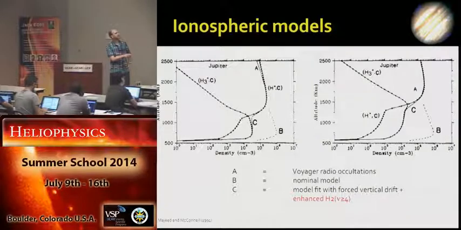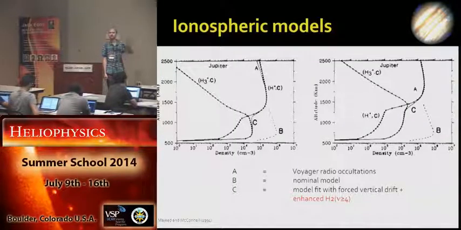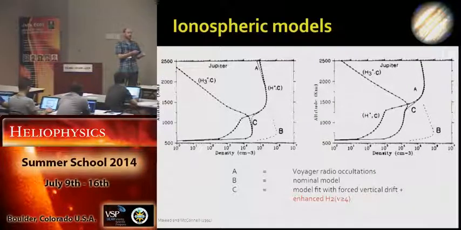And then curve C is the best model fit when they've just arbitrarily enhanced the H2 vibrational populations until they've reduced the electron density to the observed value, and then they apply some forced vertical drift as well to sort of match up the altitudes. So if you do that, you can get a pretty good match. But the problem is that doesn't give you any predictive capabilities either, because you can't then take these values and apply them to the next observation and get just as good of a match. It's going to be different.